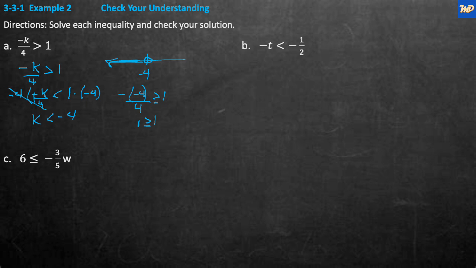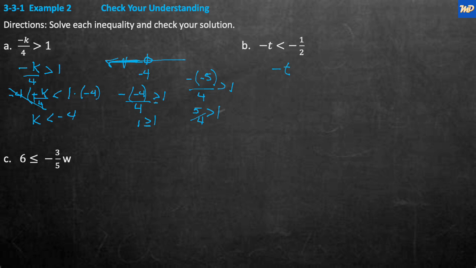Now, the other piece to this is we're going to pick another number in our solution. Let's say negative 5, because we have to pick a number that's in our solution. So negative 5 divided by 4 is greater than 1. That's 5/4. Is that greater than 1? And the answer is yes. So this is correct. So let's try B.